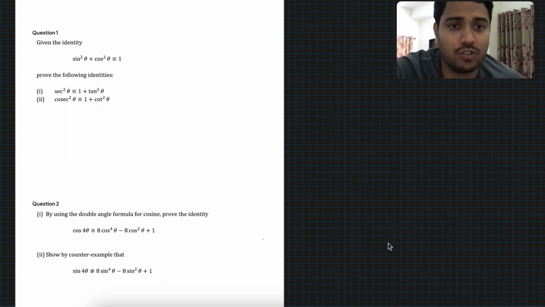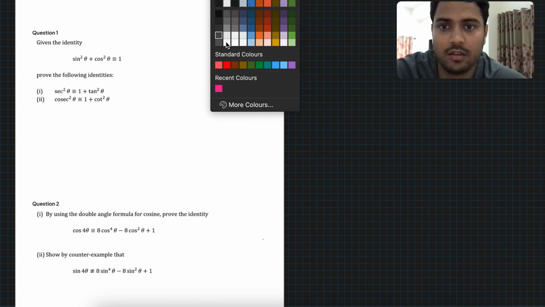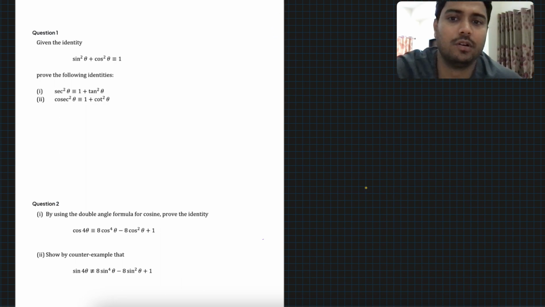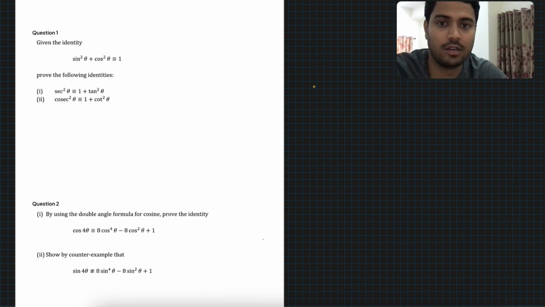Today, in this session, we'll be doing Cambridge A-level mathematics. The topic is trigonometric proof questions. For that, we have to remember a few formulas. Even if you don't remember, the formula sheet MF19 will be provided in the examination, but it's always better to remember the formulas. It helps you.